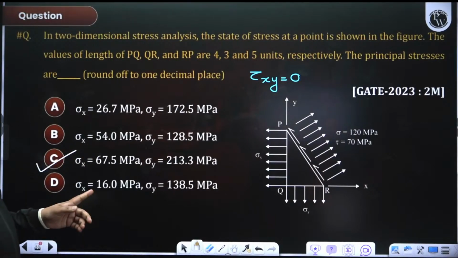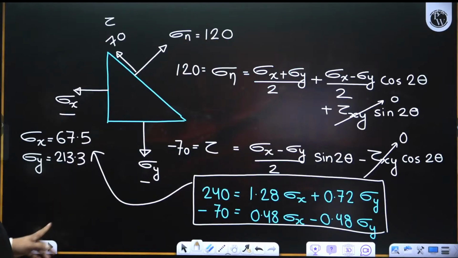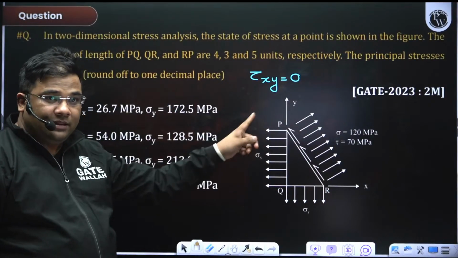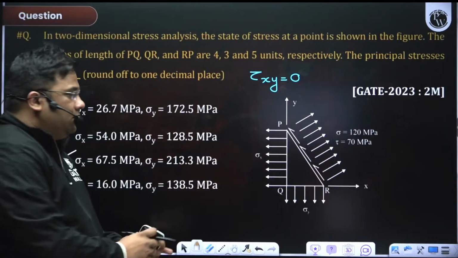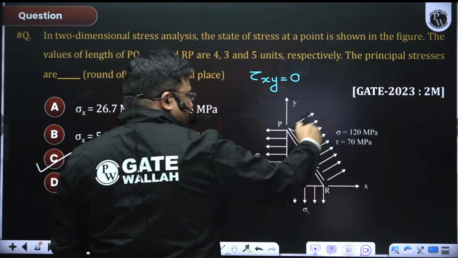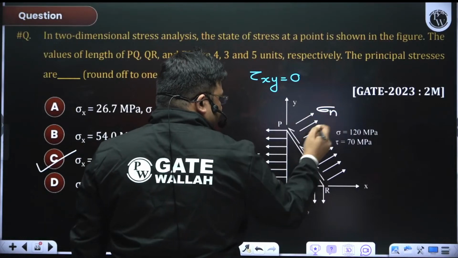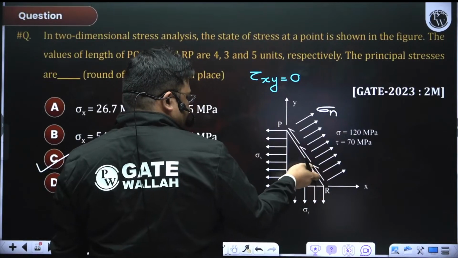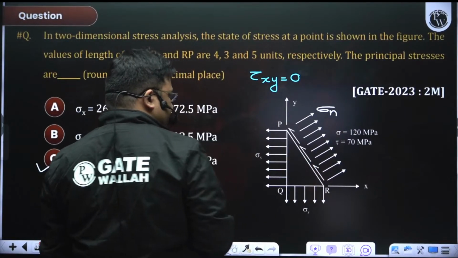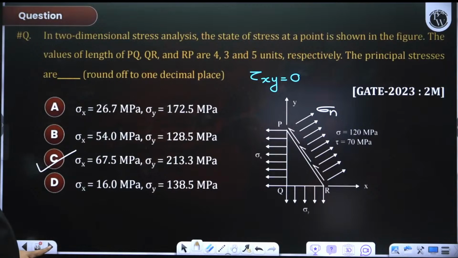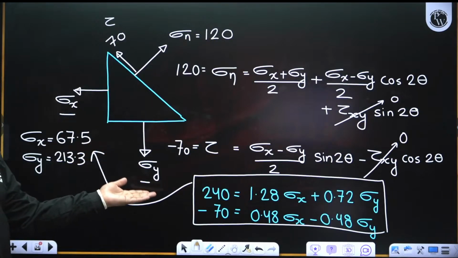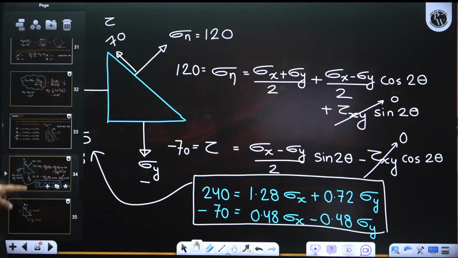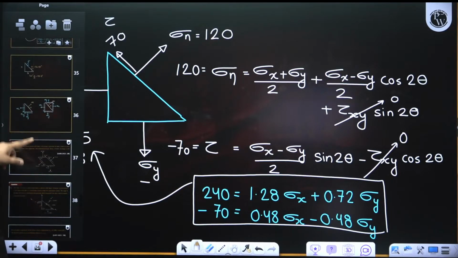I will again repeat this for such kind of question. If they are giving a diagram like this, you have to interpret the diagram. If they're giving a plane like this, this stress is sigma n and this stress is tau on that plane. Then these stresses will be sigma y and sigma x, and you have to use the equations of stress transformation. After that, for finding the angle, you have to use some common sense also. Understood?